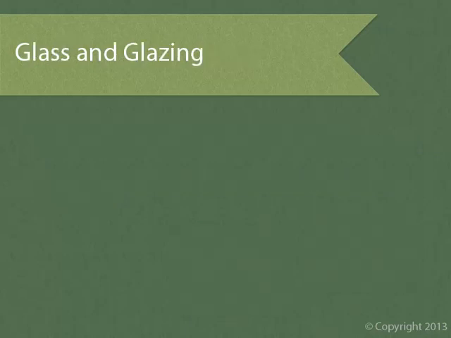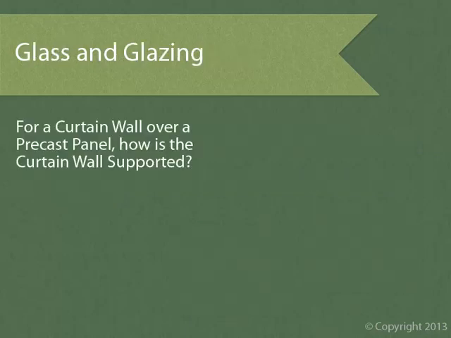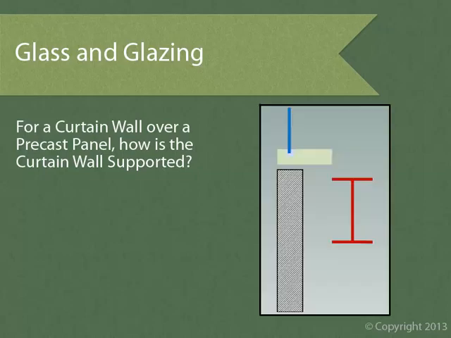Now let's move on and do some glass and glazing examples. For this example, let's examine how a curtain wall over an architectural precast panel is supported. At first glance, this might seem like an easy answer. Just set it on the precast. Precast is big, thick concrete, so why not? Unfortunately, it's not that easy.